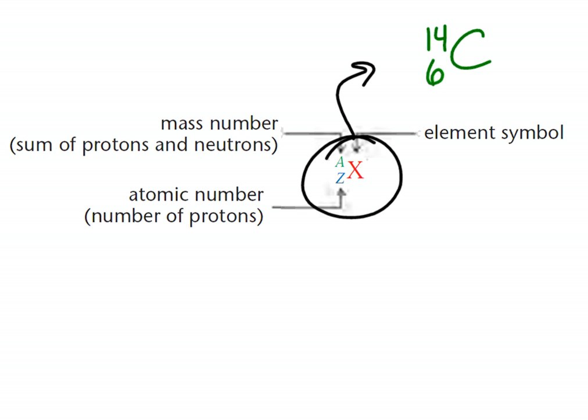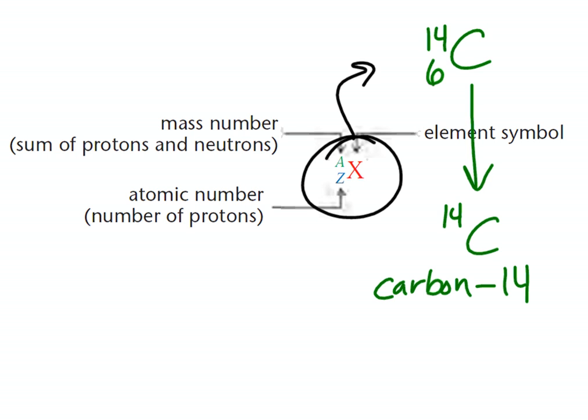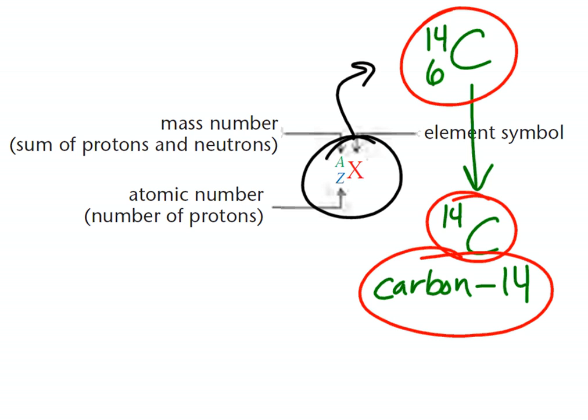You may also see something like this. You may just see carbon and then 14 like that, and they don't really put in the atomic number because it's implied with that symbol. Everything that has carbon always has 6 protons. And then, of course, another way to write this would be how you first saw it, which would be carbon 14. So those are the 3 ways you'll see the isotope carbon 14 written. But in every case, they mean the same thing.